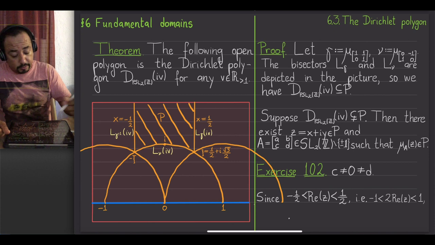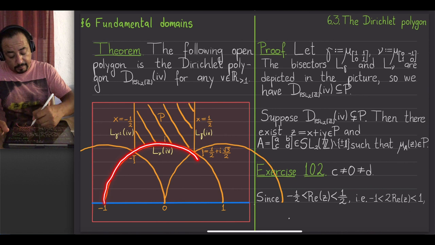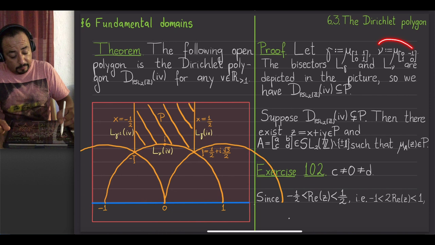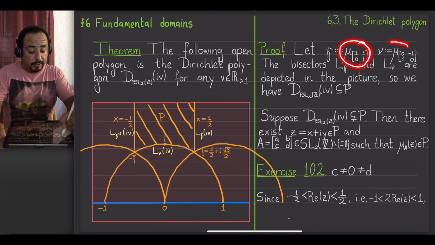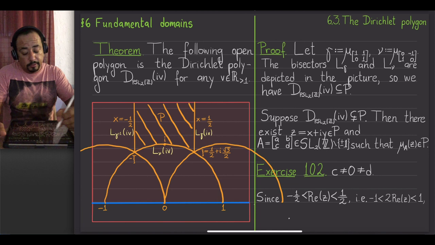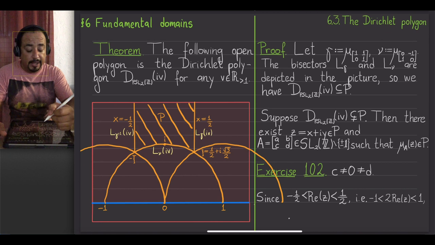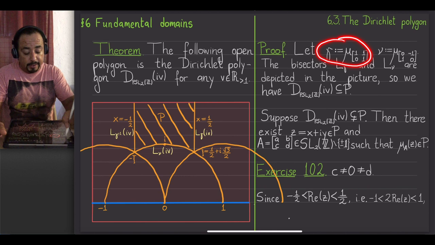So it is, I would say, quite easy to see that this Euclidean semicircle of radius 1 centered at 0 is the bisector for this modulus transformation. Of course, these modulus transformations are in PSL2Z. That's obvious. And so when we intersect the three half planes corresponding to gamma, inverse, and nu, of course, that intersection contains then the Dirichlet polygon, right?